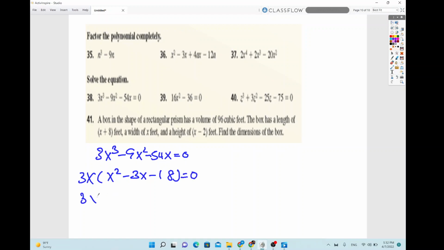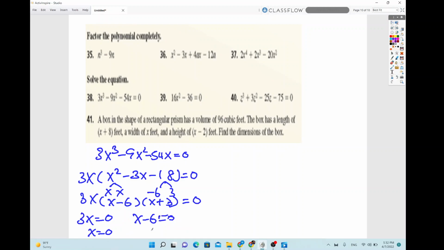And then for the trinomial, we can factor it with the smiley face: x, negative 18, so that would be negative 6 and 3. So we got 3x times the quantity x minus 6, times the quantity x plus 3. Set that equal to 0, so we have 3 different possibilities. 3x equals 0, so x equals 0. x minus 6 equals 0, so x equals 6. And x plus 3 equals 0, so x equals negative 3.